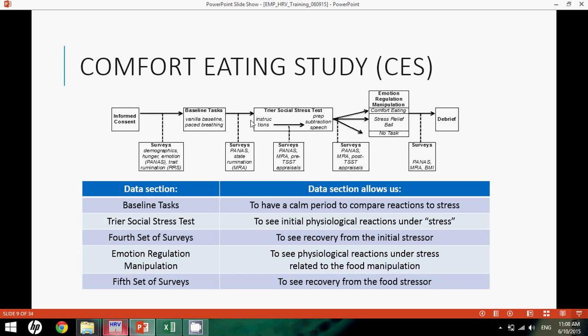So in these 5 different segments, the baseline, TSST, recovery, emotion regulation manipulation, and the recovery from that, this will give us a good idea of how participants react to stress, how they calm down, how they react to stress again, and how they recover from that. And this will generally give us an idea of how our particular sample here is reacting to all kinds of stress.